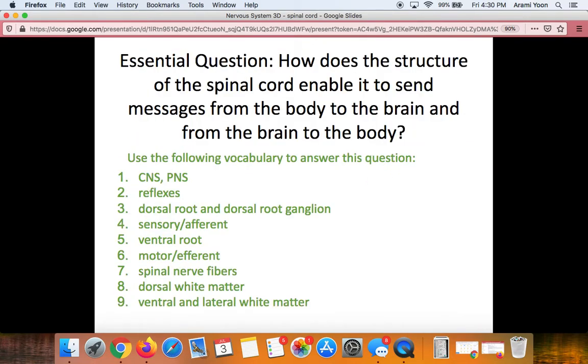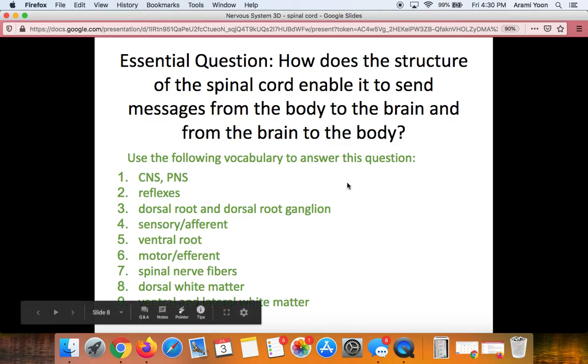Okay, the next essential question is, how does the structure of the spinal cord enable it to send messages from the body to the brain and from the brain to the body? So in a few minutes, I want you to return to this question and see if you can answer it using all of the vocabulary shown here.